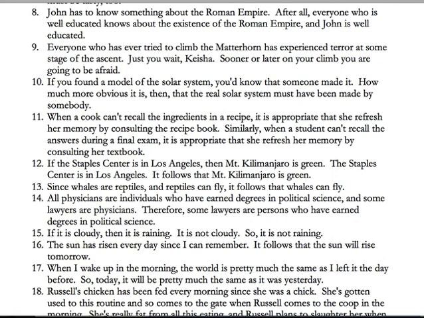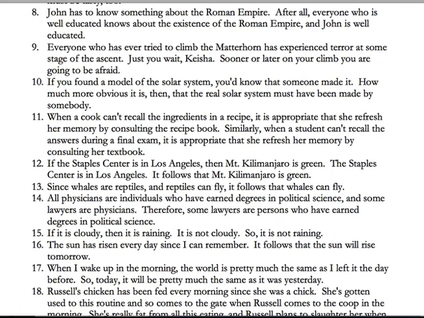Argument 9 reads as follows. Everyone who has ever tried to climb the Matterhorn has experienced terror at some stage of the ascent. Just you wait, Keisha. Sooner or later on your climb, you're going to be afraid. Here again, we don't have any premise or conclusion indicator words or phrases. But when you read the argument in terms of the inferential flow, you can see that the conclusion is Keisha is going to be afraid at some point on her climb.